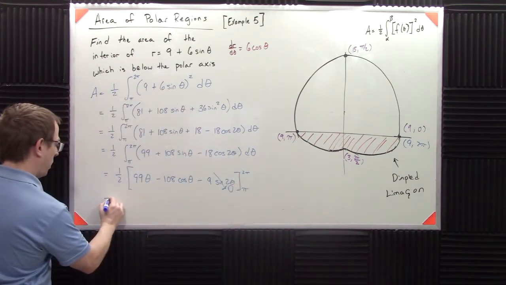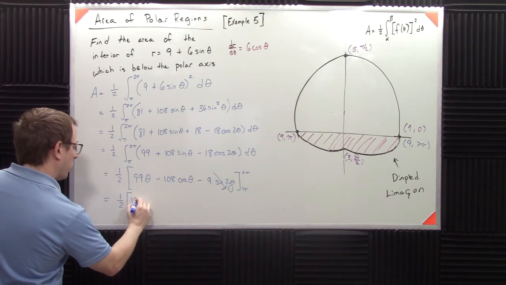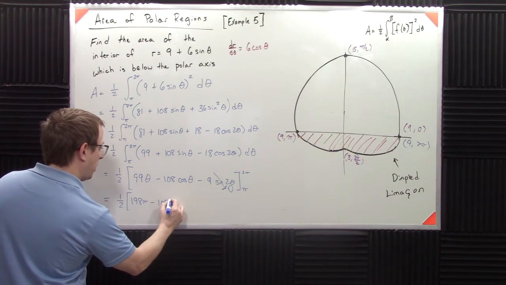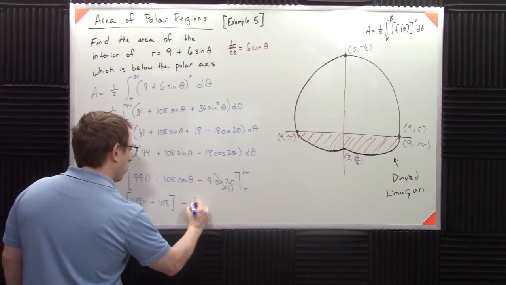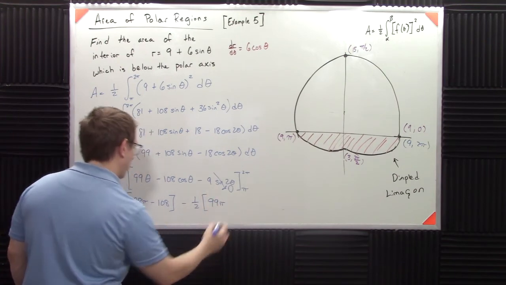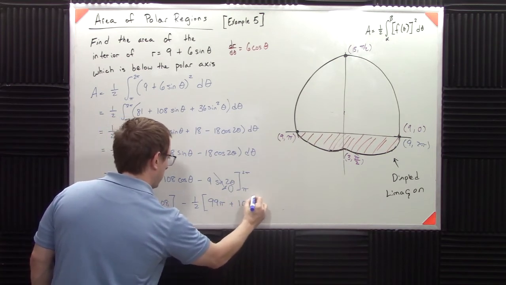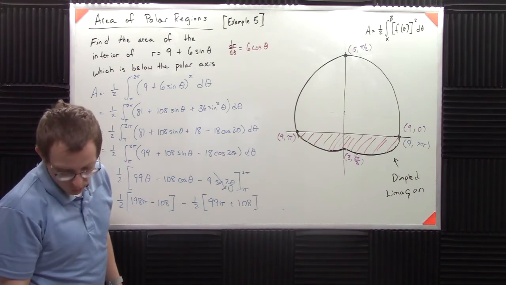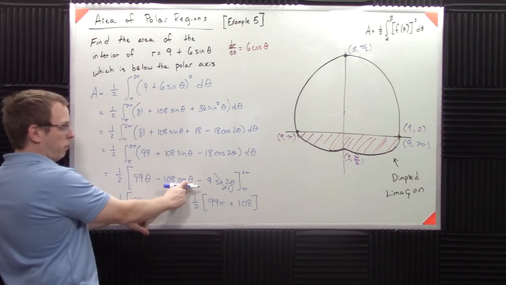Which then gives me 1/2 of 198 pi minus 108, because cosine of 2 pi is 1, minus 1/2 of 99 pi minus, or plus 108. Right? Because this is minus 108. So cosine of pi is -1.